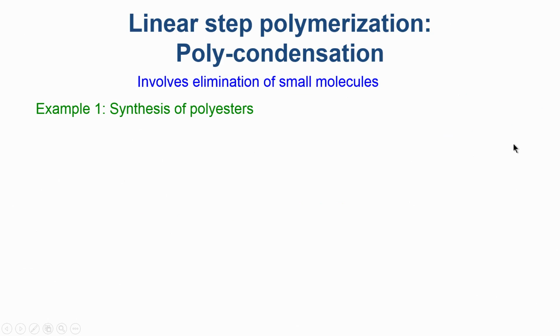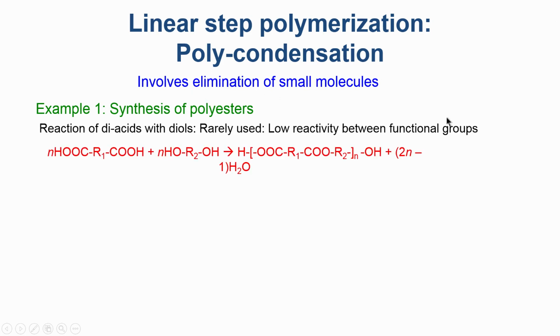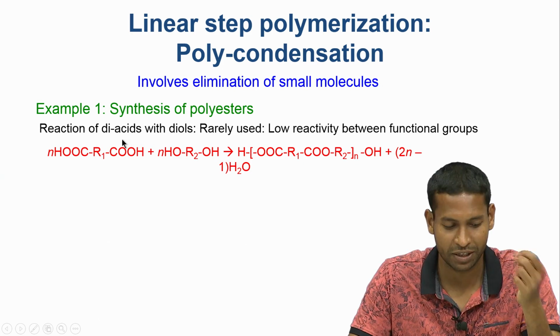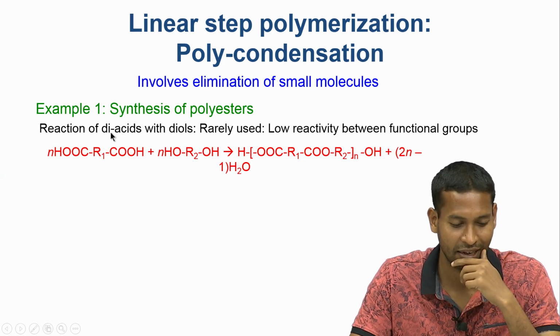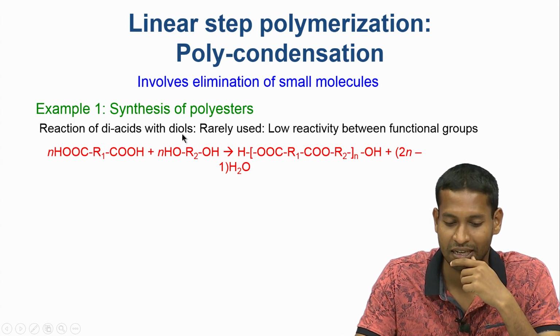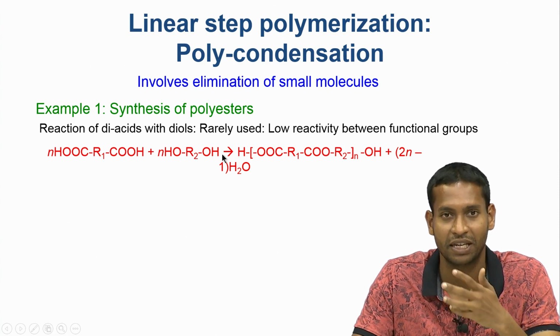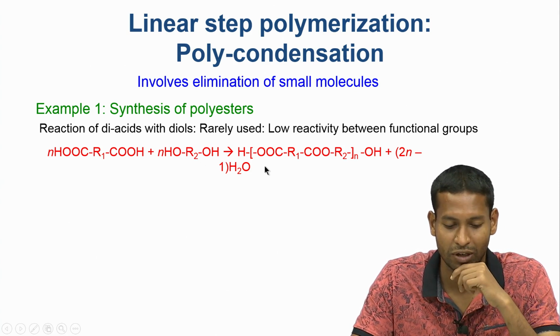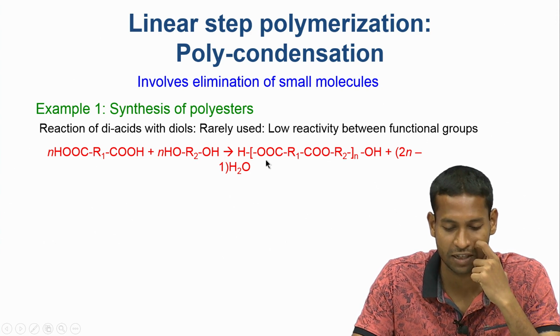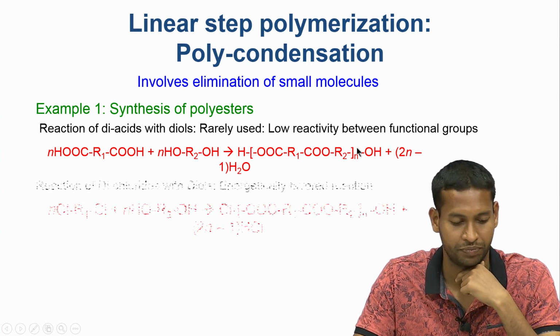So, some more examples of linear step polymerization. Now we are only talking about linear. These are also examples of polycondensation, which means that it will result in an elimination of small molecules. Here is one example which we have already used in the previous slide: diacids reacting with dialcohols. They are rarely used because they do not have very good reactivity, however, they are used, and essentially you will have release of a water molecule as well as formation of the polymer.